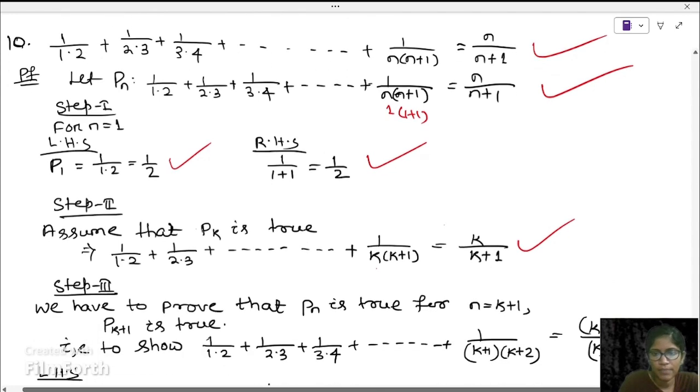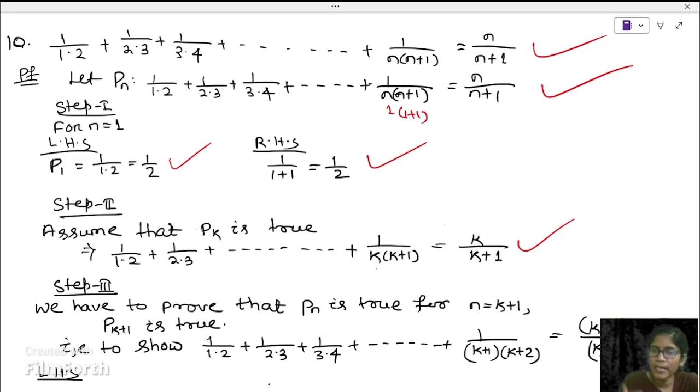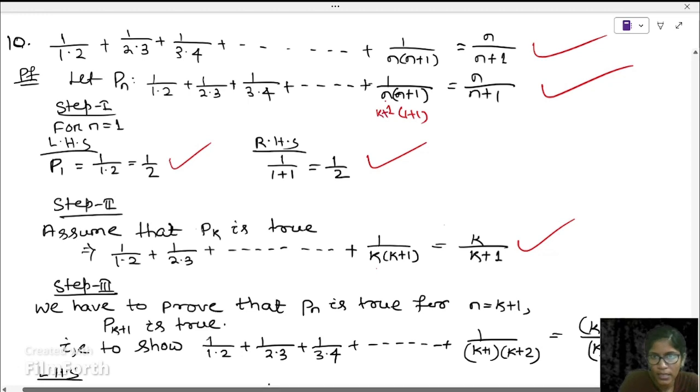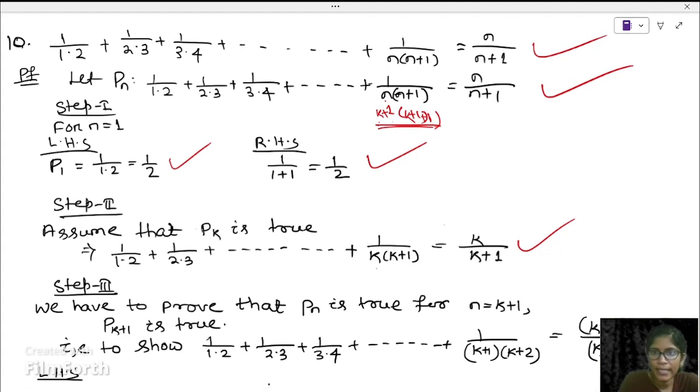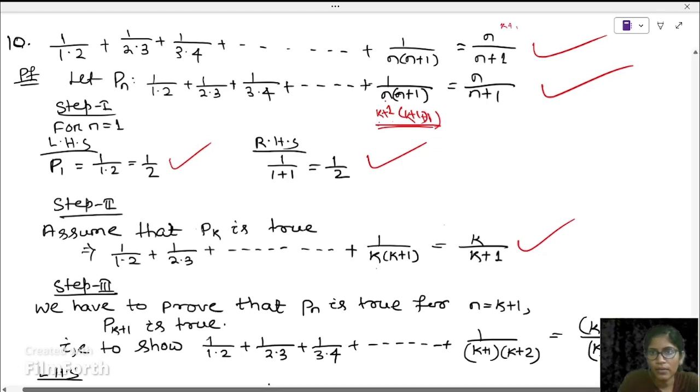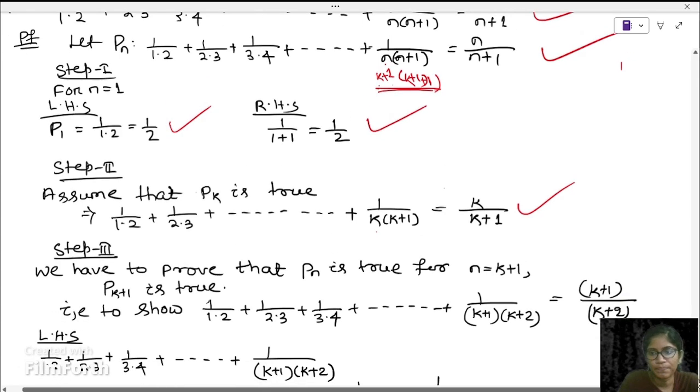Second step, step 3. We have to prove that Pn is true for n equal to k plus 1. That means 1 by 1 into 2 plus this. That means in place of n we will put k plus 1. Here we will put k plus 1 plus 1, which will be k plus 1 into k plus 2. Right hand side here we will put n equal to k plus 1. Here divided by k plus 1 plus 1. That implies k plus 1 by k plus 2.